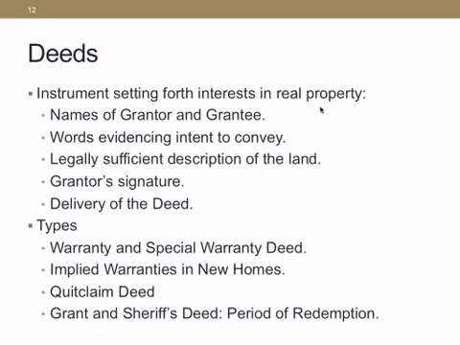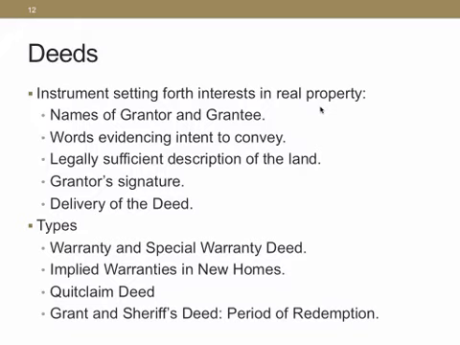There are different types of deeds. A warranty deed warrants title to the property. A special warranty deed only warrants the title of the grantor, not previous owners. You want a warranty deed over a special warranty deed. We mentioned implied warranties in new homes. A quitclaim deed only conveys whatever interest somebody has in a property, which may be nothing. In other words, a quitclaim deed is a deed without any warranties.